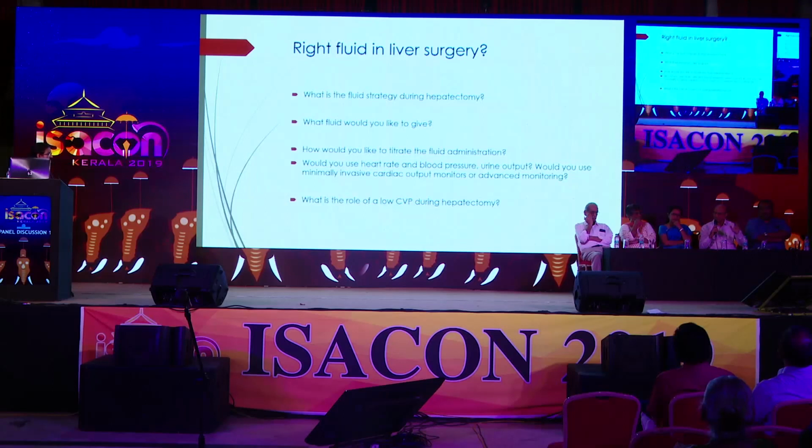As far as fluid strategy is concerned, you will look at some objective parameters. CVP is not a bad idea. It should not be junked as a static monitor. A trend of CVP can give you a much better idea of what is happening, because we still believe it reflects the sinusoidal pressures directly. And keeping a CVP of around 0 to 5 is what has been recommended, that you keep it on a lower side. Don't allow it to go up, because if you allow it to go up, there is always a chance of increased bleeding when they do the hepatic resection.